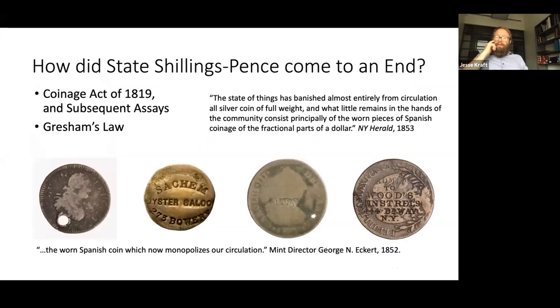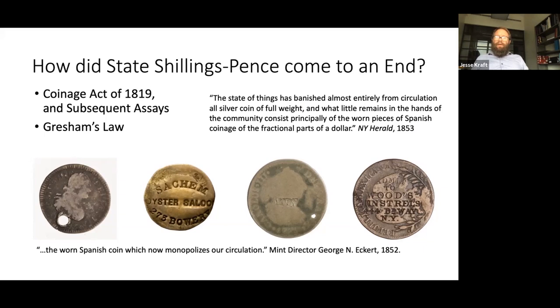So how did the state shillings and pence system come to an end? This initially began with the Coinage Act of 1819, and this act was the result of Latin American independence. That whole decade from 1810 and really into the 1820s, the Spanish American Empire began to fall apart, and different states and countries began to appear, beginning with Mexico in 1810, and then that continued down into South America.